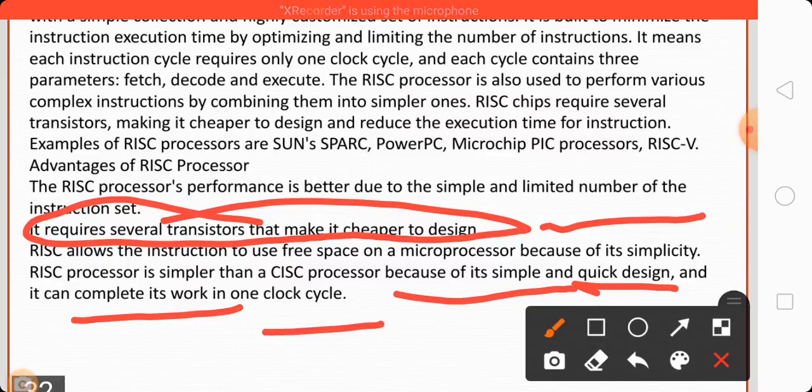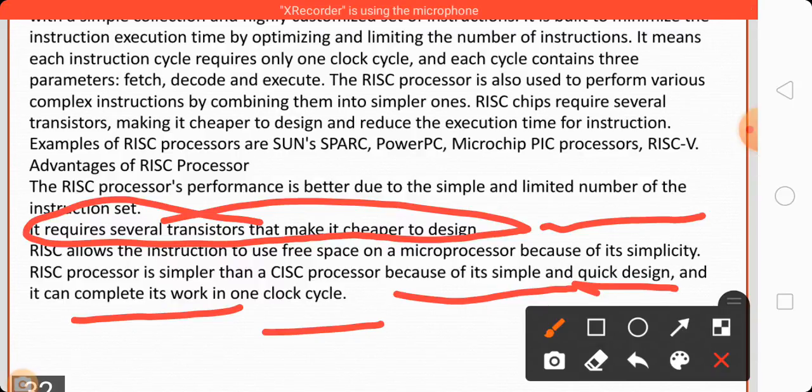They are used in the Apple iPod, mobile phones and smartphones. We can use this structure in the iPod as well as mobile phones and smartphones. So this is the use of RISC architecture. It provides a very simple structure and design, so the performance of this processor is better than the CISC processor due to its simple design and number of instructions.